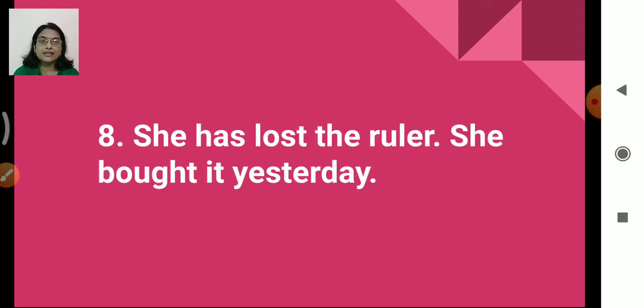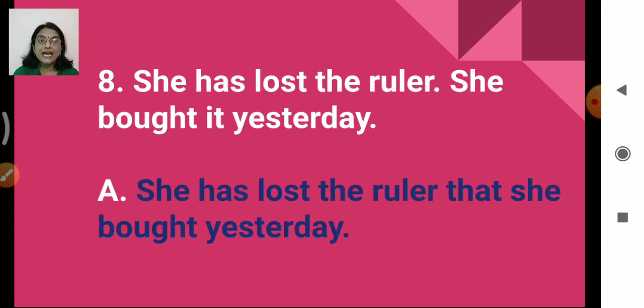Now the eighth sentence. She has lost the ruler. She bought it yesterday. Again the same thing we'll be doing. She has lost the ruler that she bought yesterday. What is removed here? "It". Okay, we do not want "it" and "that" in one sentence here. So we have removed it. She has lost the ruler that she bought yesterday.